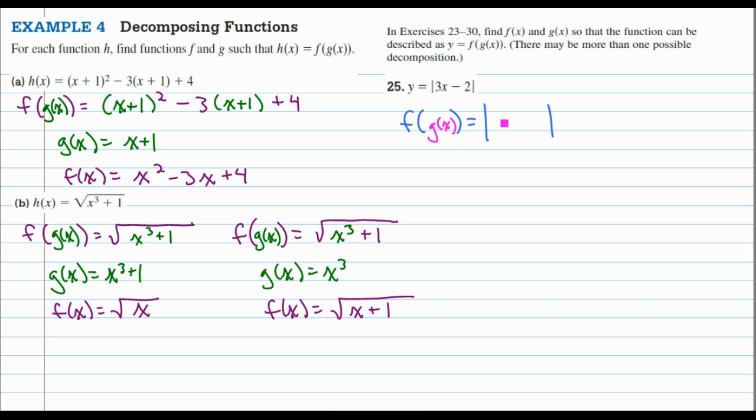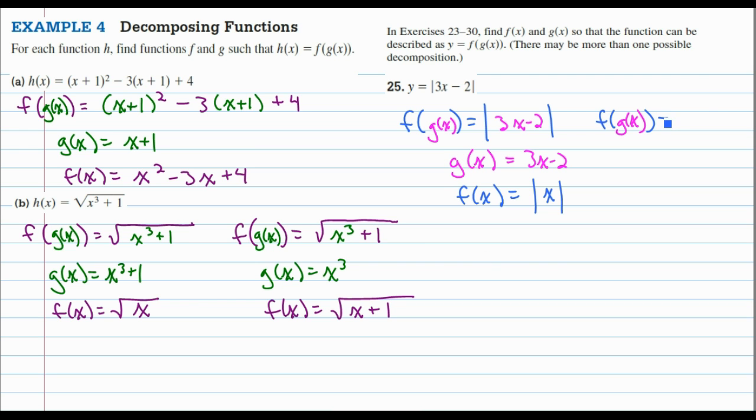And then I think the input function was 3x minus 2. So in that case, g of x would be 3x minus 2. And then f of x, the function I plugged it into, was the absolute value of an input, x.